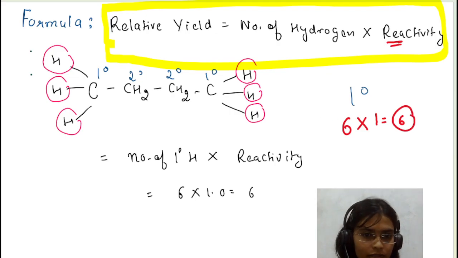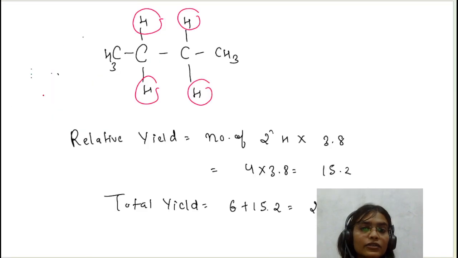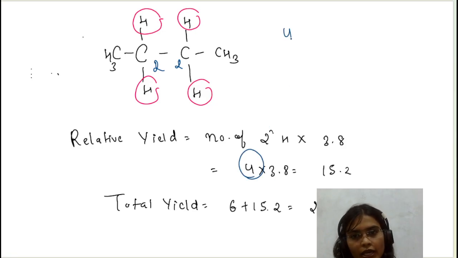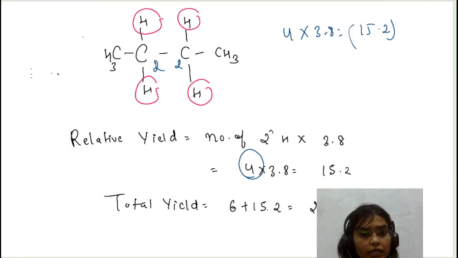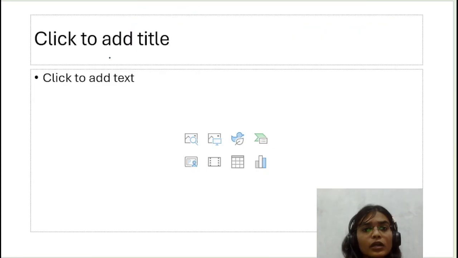Now let's start with the secondary here. How about the secondary? Again, there are only two secondary carbons. This and this carbon are secondary. How many secondary hydrogens are there? Total four. So you can say 4 multiplied by the ratio. What about the ratio? 3.8 there. How much are we getting? 15.2.